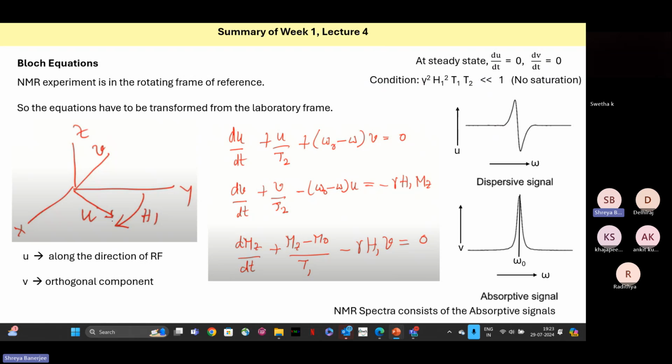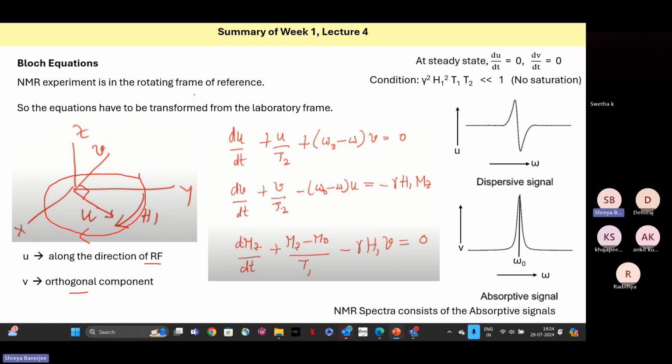What is more useful to us is basically the rotating frame of reference. In that, we introduce 2 new vectors, u, which is in the direction of the radio frequency. We were talking that there's a radio frequency field along the XY direction moving in the clockwise direction. We take the vector u along this radio frequency field, and the v vector we take 90° to the u vector. So it's called the orthogonal component.